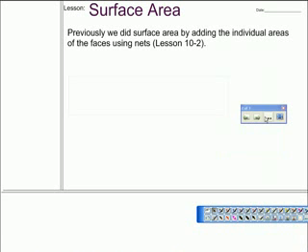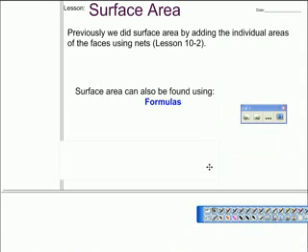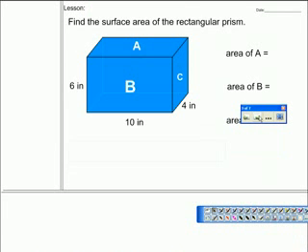Now, I have had some students who are really visual learners, and that's the way they have to do it. But there is another way. The other way, we can also find surface area using some formulas that we've been given. All of those are on the back of your formula sheet, say Chapter 10 at the top. And the first one we're going to look at is the surface area of a rectangular prism, like a Kleenex box. A rectangular prism.